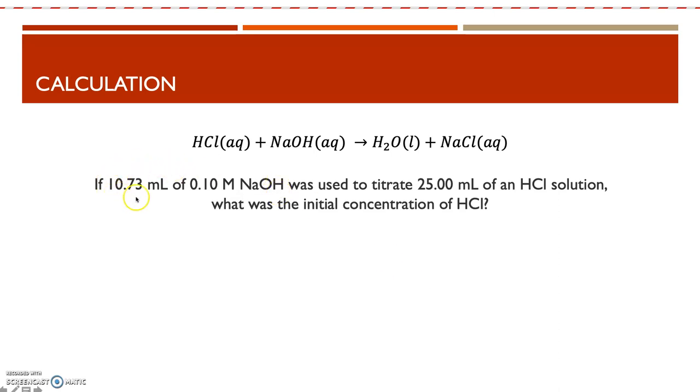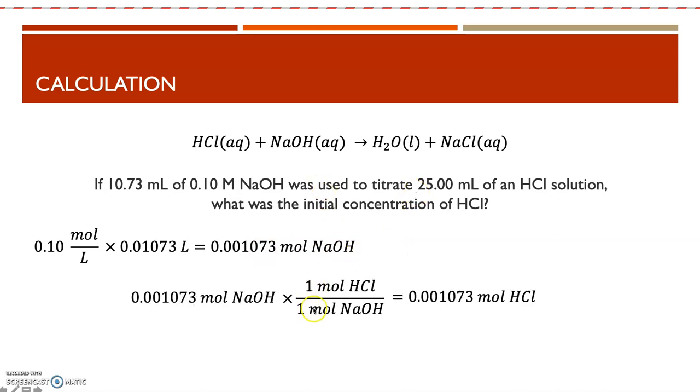Here is the volume of titrant and concentration of titrant that were used to get to the equivalence point. So I'm going to start there. Concentration and volume is going to give me moles of sodium hydroxide, and then I can use my mole-to-mole ratio from my balanced chemical equation to get to moles of HCl, and then I can use the moles of HCl and the volume of HCl to find the concentration of HCl.